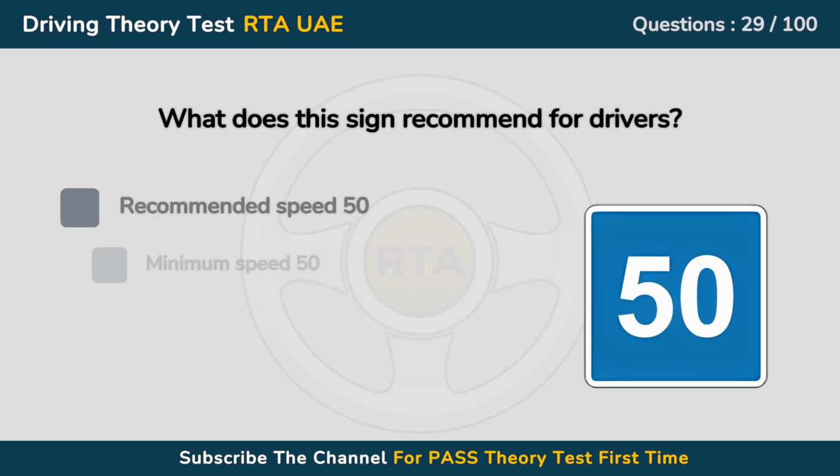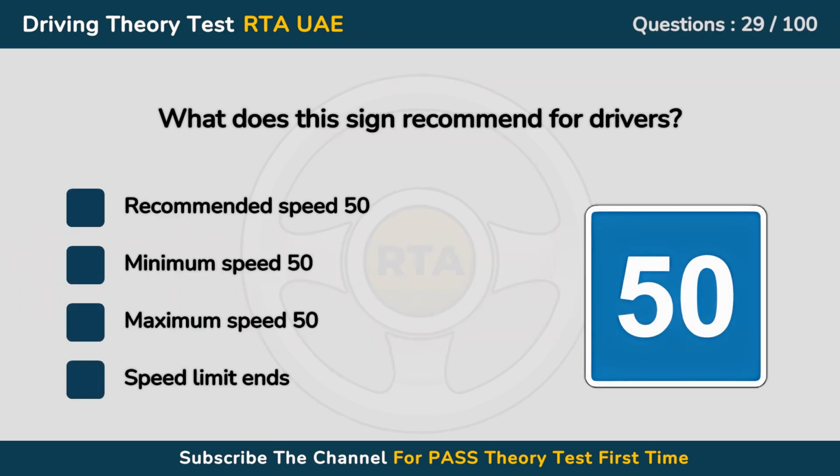Question 29. What does this sign recommend for drivers? A. Recommended speed 50. B. Minimum speed 50. C. Maximum speed 50. D. Speed limit ends.